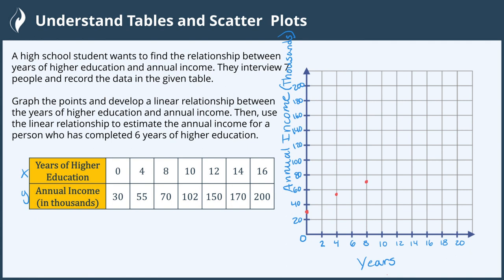The next one is at 10 and 102, so we go over to 10 years and up to just above the 100 right here. Then at 12, we have 150, which falls between the 140 and 160. About right here. The next one is at 14 and 170. So we'll go over to 14 and then up to 170, which will be right in between 160 and 180. And then at 16, we reach all the way to 200. Now we were asked to create a linear relationship between these data points, and we'll find the line of best fit as best we can.